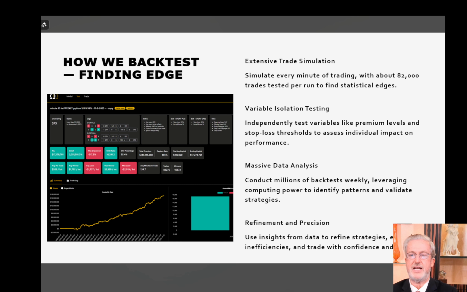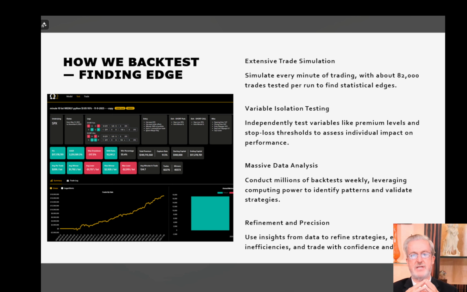So we simulate every minute of trading with about 82,000 trades. As I said, we do variable isolation testing. So we independently test variables like premium level, stop loss. We look at entry time, of course. And so what we're going to be doing is you think about all these combinations. For premiums, we're going to look at 95 cents, $1, $1.25, $1.50, $1.75, keep stepping that up all the way to $5.